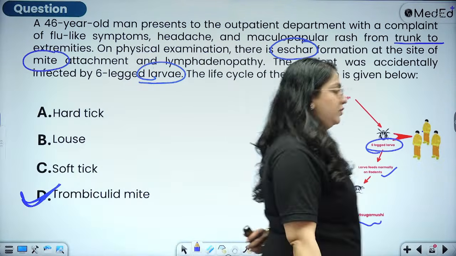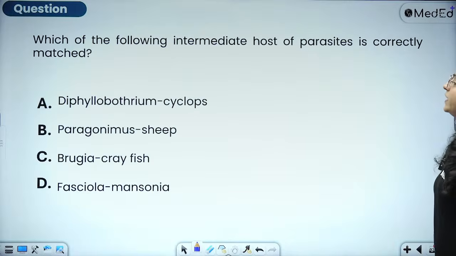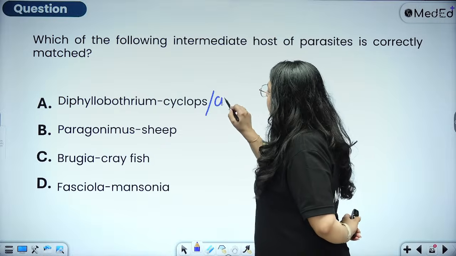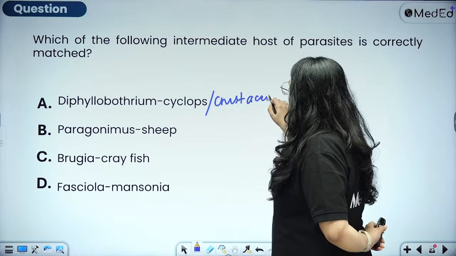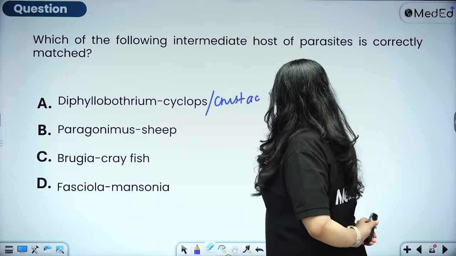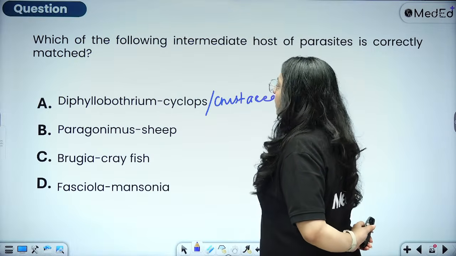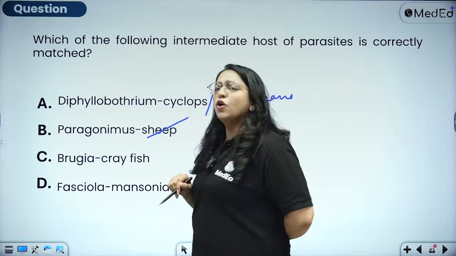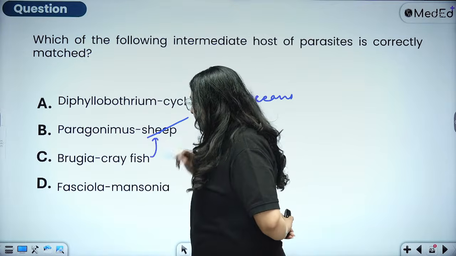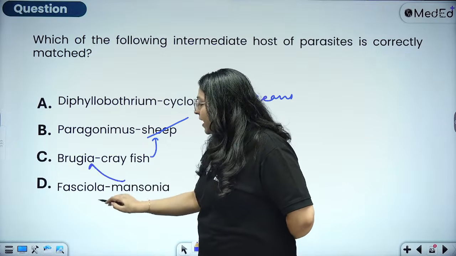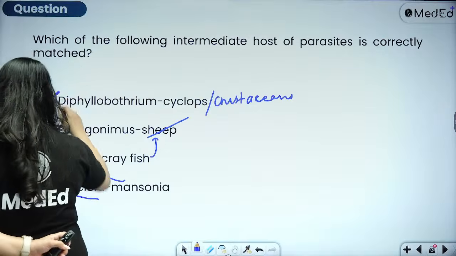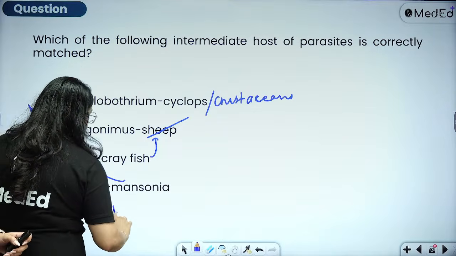Good. Which of the following intermediate hosts of parasites is correctly matched? Diphyllobothrium, cyclops or crustaceans? This looks fine to me. Let's look more. Paragonimus sheep? No. Paragonimus is crab or crayfish. Brugia fish? No. Brugia malayi is Mansonia. And what about Fasciola? F for freshwater plants. So, A is correctly matched. F should be fresh aquatic plants.